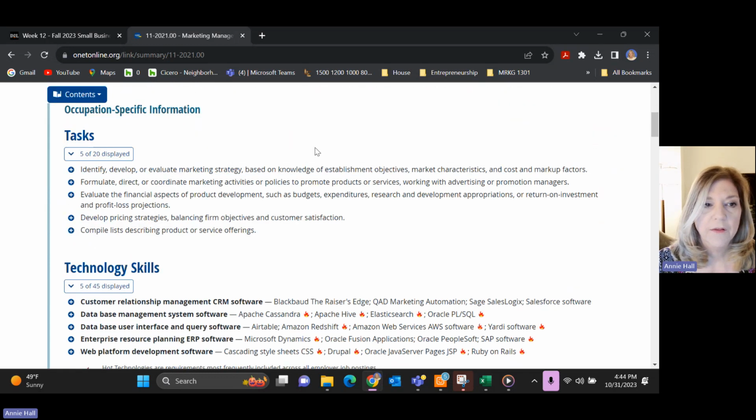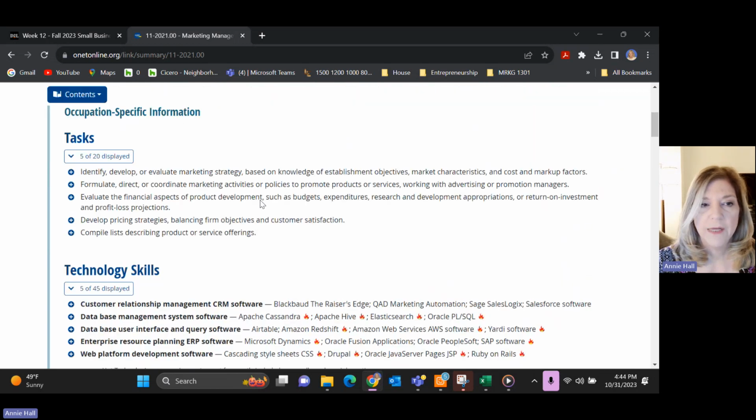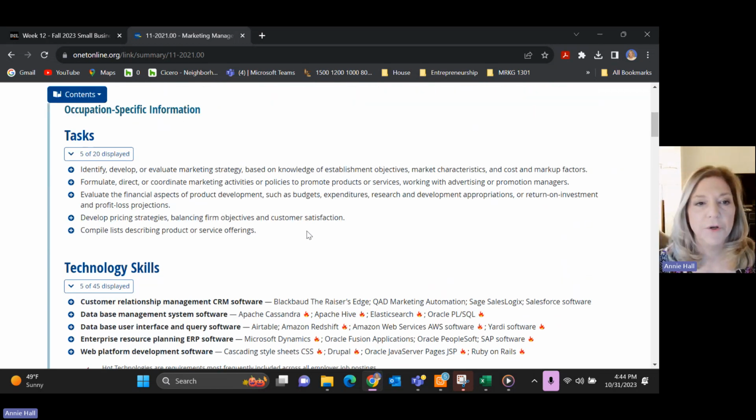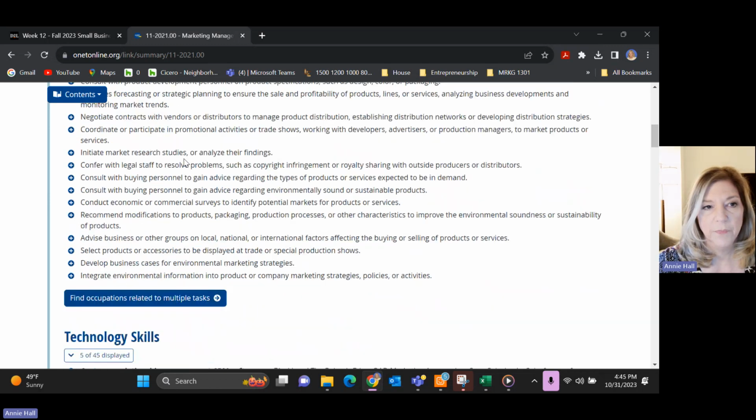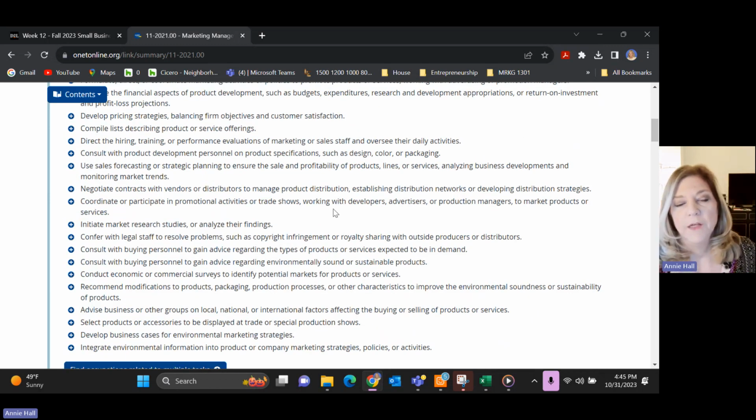So one of the things we look at is what are some tasks that these people typically do? So here you can see formulate, direct, or coordinate marketing activities or policies to promote products or service, working with advertising or promotion managers, evaluate the financial aspects of product development, develop pricing strategies, balance firm objectives and customer satisfaction. You can see there's a whole long list of things that these people might do. And you'll also notice it only displayed 5, but I can click here and I can get all 20 of them.